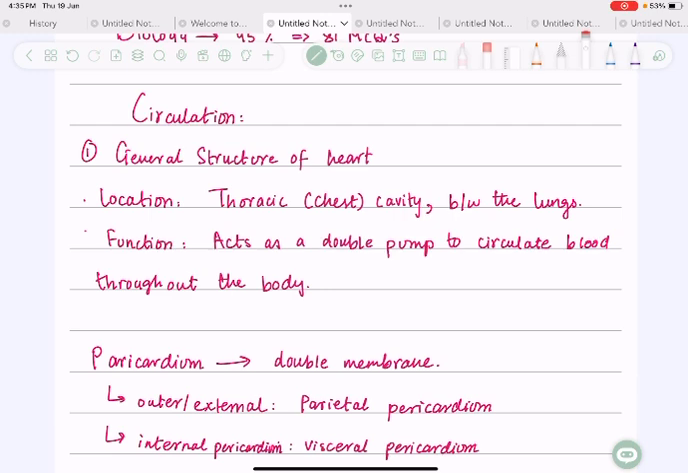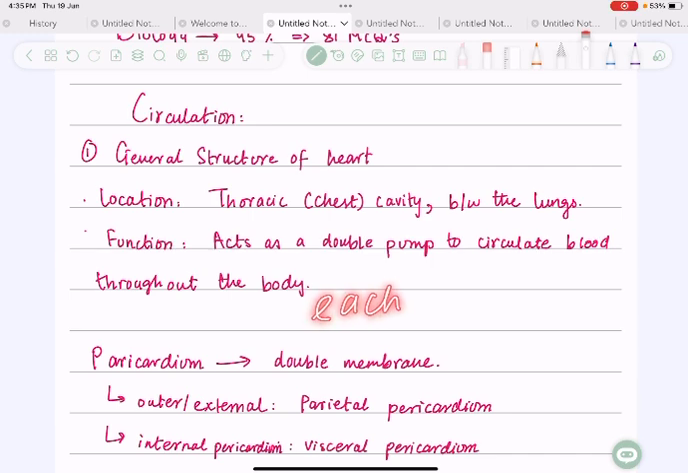Where is the heart located? The heart is located in the thoracic cavity between the lungs. In easy words, you can say that it is located in the chest. What is the function of the heart? The heart acts as a double pump to circulate blood throughout the body. It means that humans have a double circulatory system. It's a type of circulatory system in which the blood passes through the heart twice during each complete circuit.